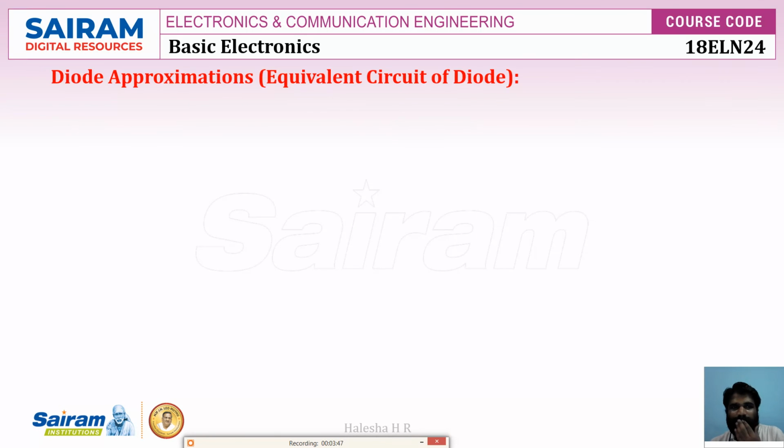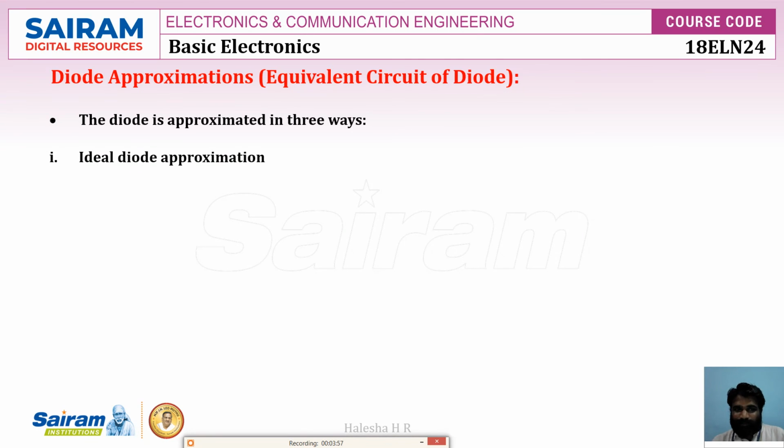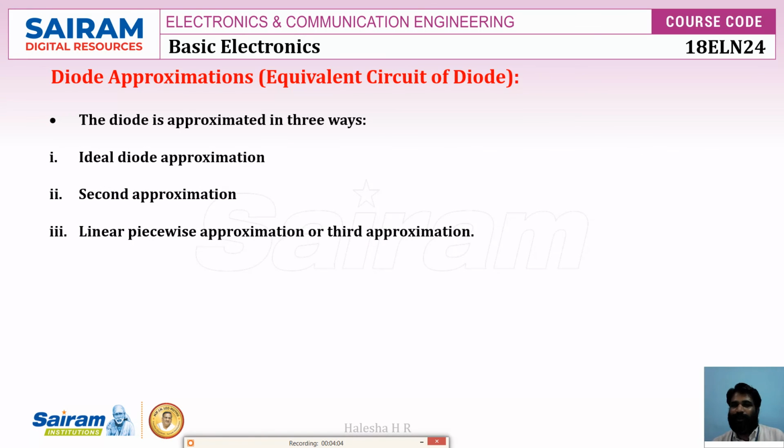Now we'll see diode approximation, that means the equivalent circuit of the diode. We have different approximations. One is the ideal approximation, the second is the second approximation, and the third approximation is also called the linear piecewise approximation. There are three different ways we approximate the diode.